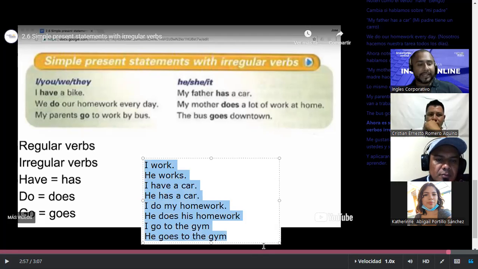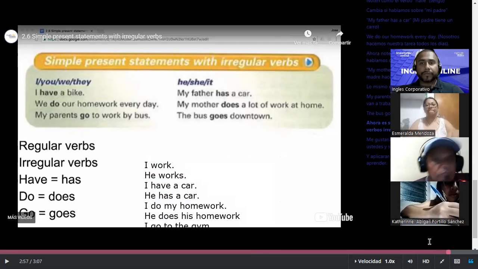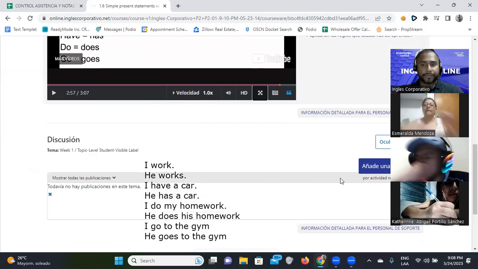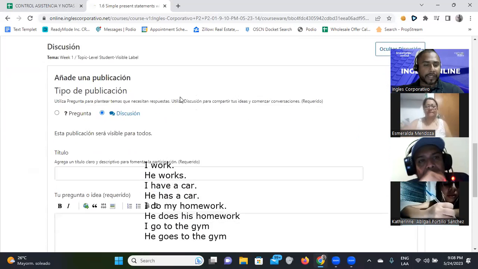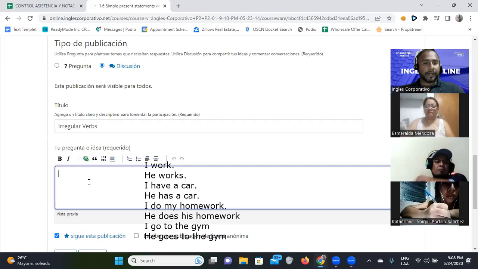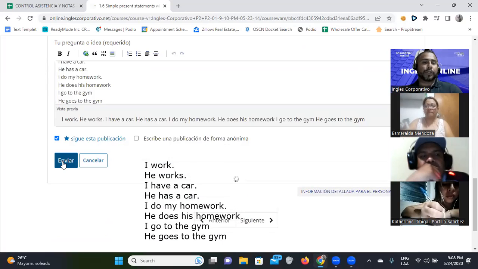So, in this example, quiero que me den por lo menos 4 or 5 ejemplos. Los van a escribir acá in the discussion forum over here. You're going to go añade una publicación and you're going to write irregular verbs. Y va a poner aquí sus oraciones. And then you're going to set enviar.